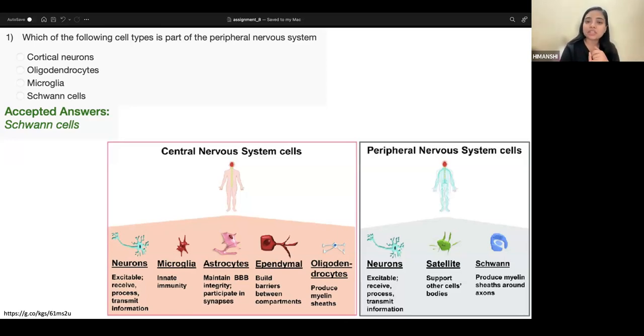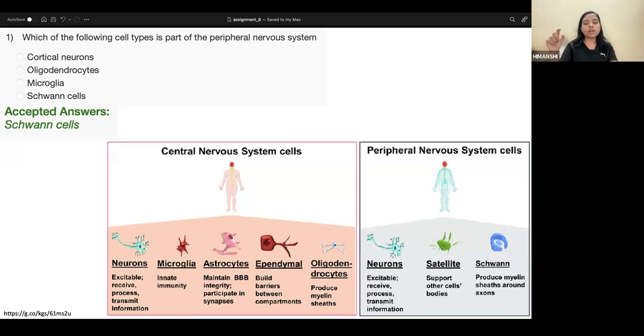Then talking about the cells present in the peripheral nervous system or PNS, these are neurons. Again, same neurons, excitable. They can receive, process, and transmit information. Satellite cells support other cell bodies and are supportive in nature. Okay. And then Schwann cells. They produce myelin sheath around axons. If you remember previous week's discussion, in the CNS, the myelin sheath is produced by oligodendrocytes. In the periphery, the myelin sheath is produced by Schwann cells.